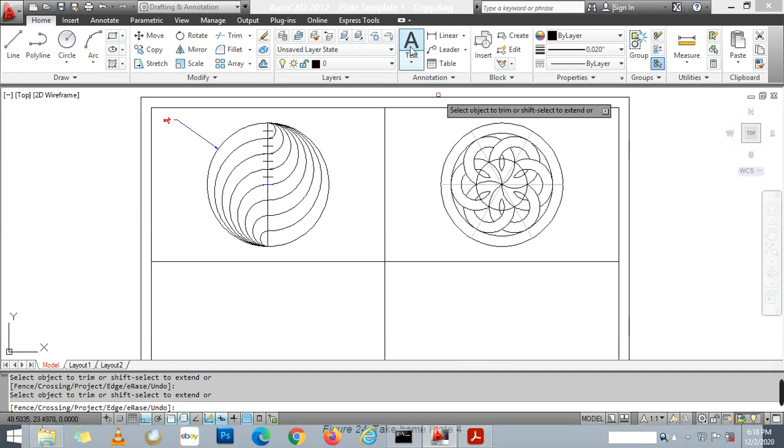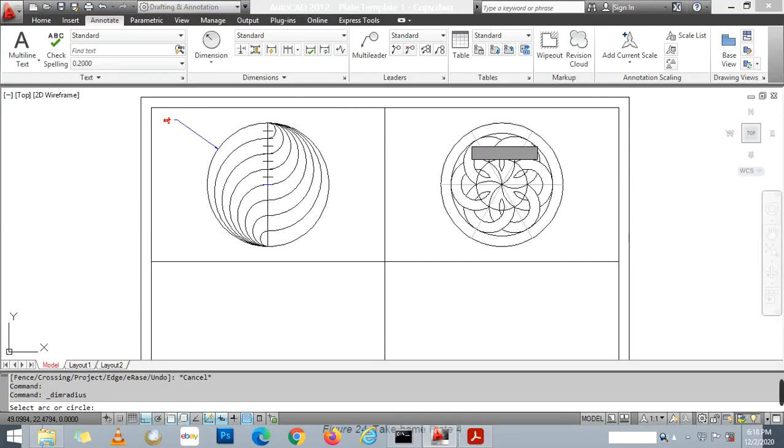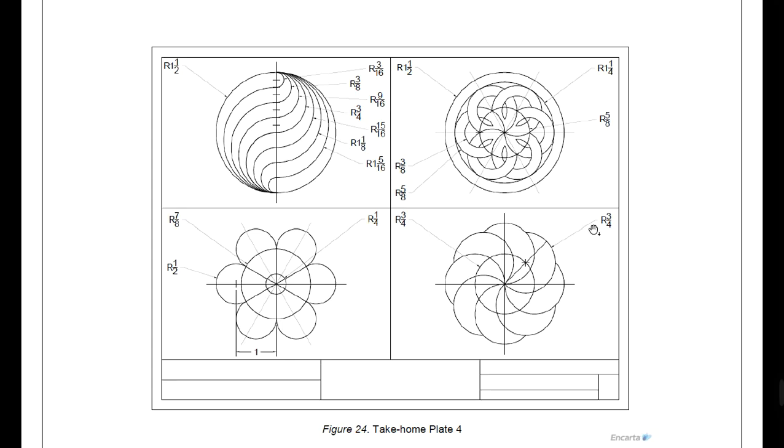Then again, just put some dimensions using your drawing tools for the rest of the dimensions. Okay, for the last two figures, I guess you can explore more how to use your drawing tools. And I believe you gain some ideas on how to start your figure.